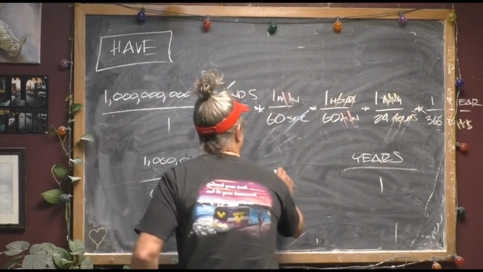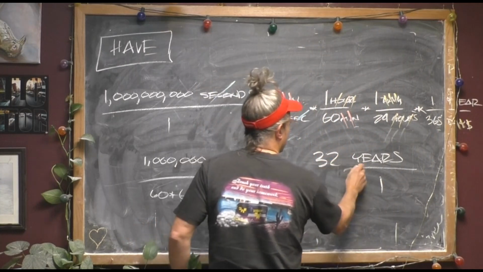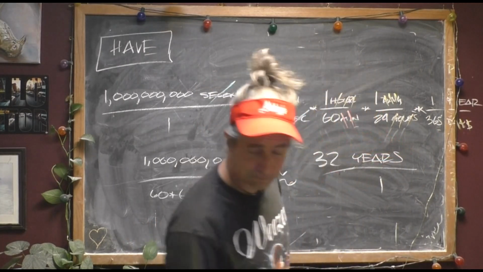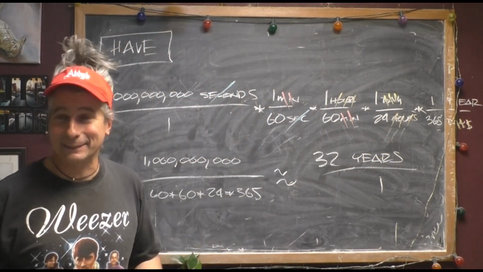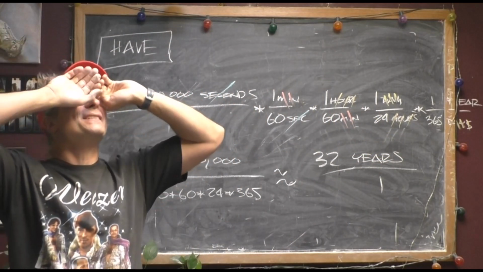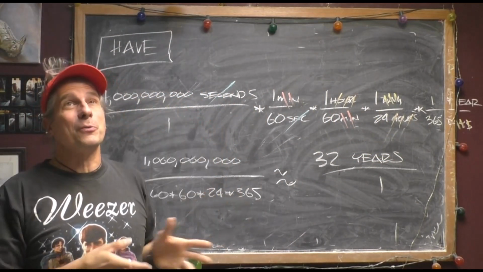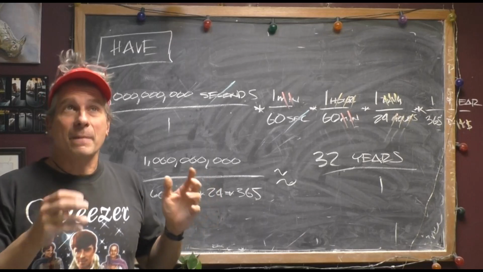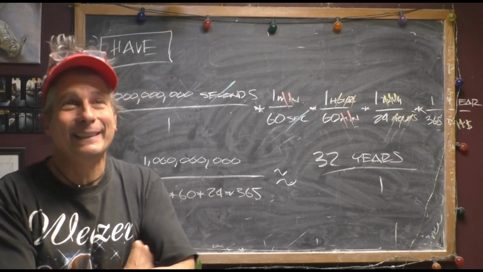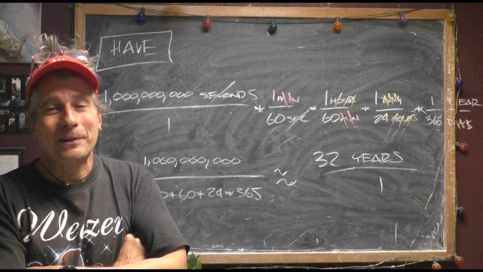31.7 years. Dear friends, about 32 years. Mind-boggling. So 1,000 seconds is a few minutes. 1,000,000 seconds is a few days, and 1 billion seconds is 32 years.